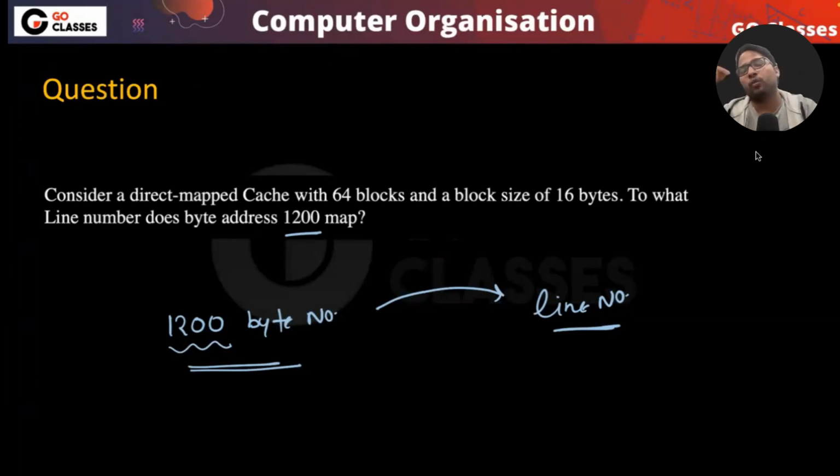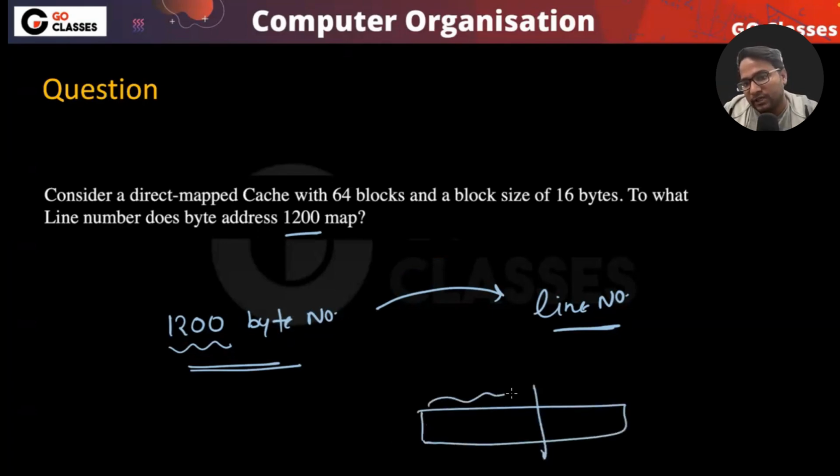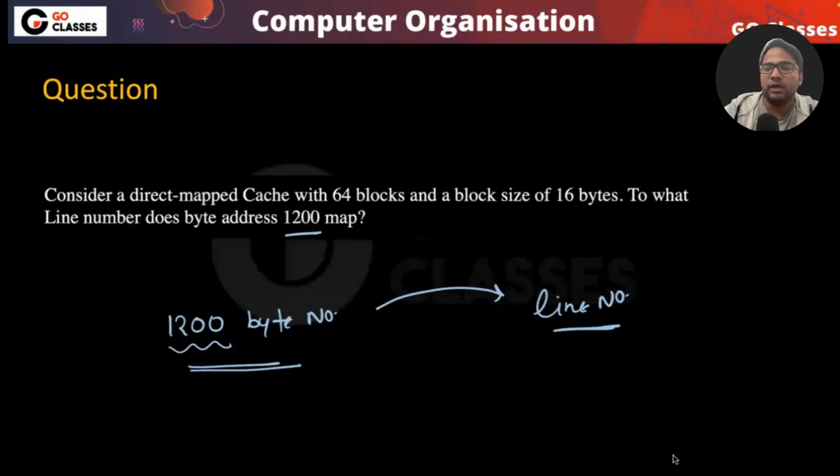See, what we first have to do is divide. If you recall, let's first find out the block number, isn't it? Shouldn't we find the block number before the line number? So you tell me what the block number should be first. How do we find out the block number? Take this byte address. This byte will be in which block? If each block has 16 bytes, which block is this byte in?